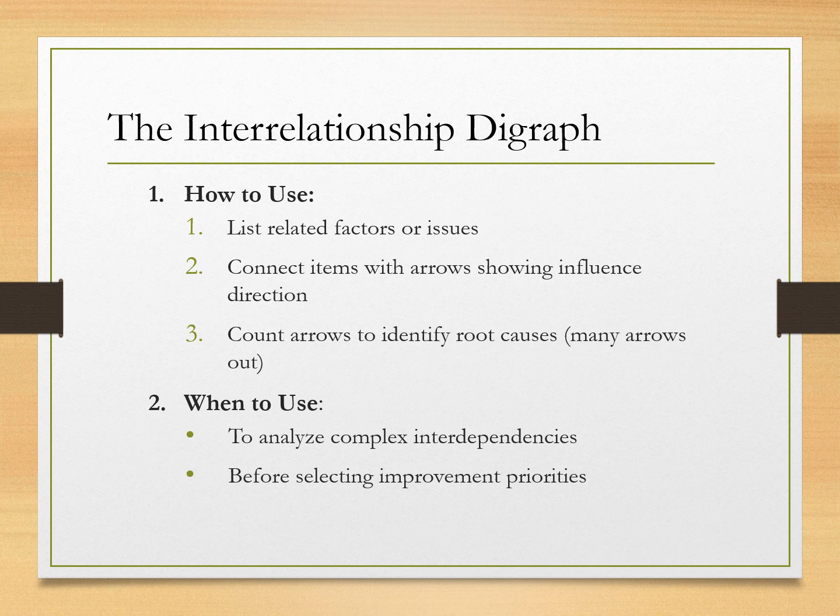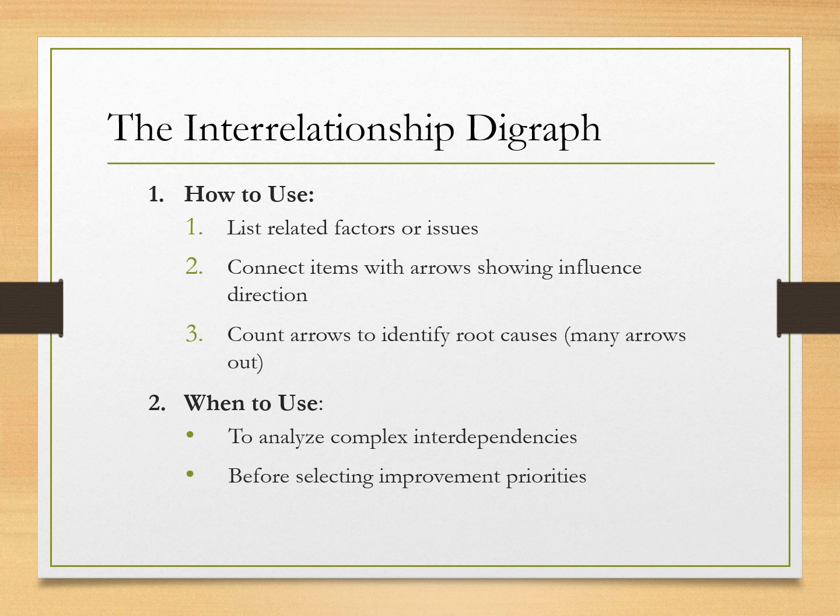So how do we create an interrelationship diagram? First, we list all related factors or issues from the affinity diagram groups. Then we connect them with arrows showing which issues influence other issues. The arrow points from the cause to the effect. Once we have drawn all the arrows and we count them, items with many arrows going out are usually root causes. Items with many arrows coming in are outcomes or symptoms.